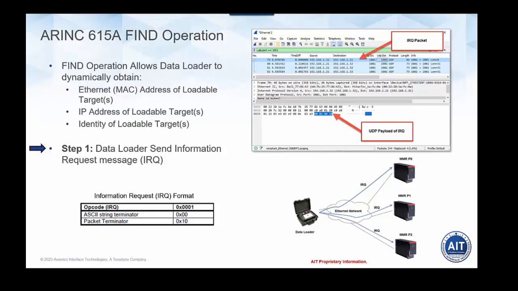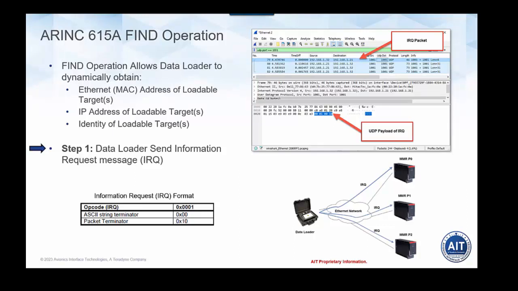So the first step is that the data loader will send out what's called an information request, or an IRQ. So that's sent from the data loader, and it can be multicast on a network to all the avionics systems. I have a network diagram there that shows a network of MMRs. It's common on a lot of commercial aircraft that there are 3 MMRs, a left, center, and a right, attached on a network together. So the information request packet goes out.